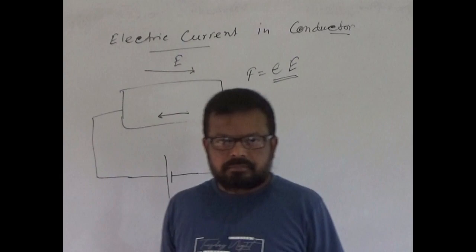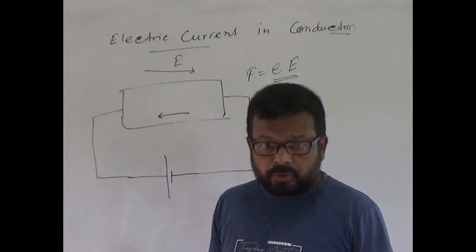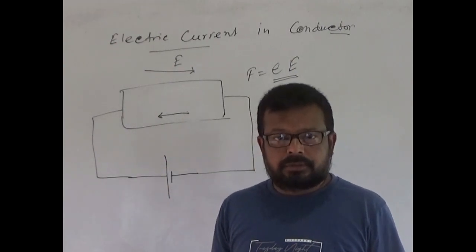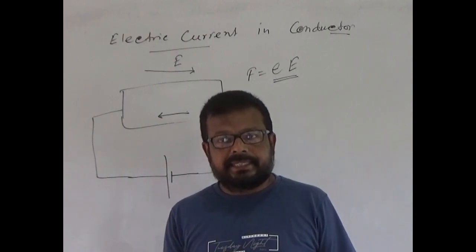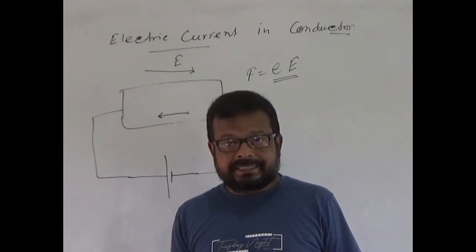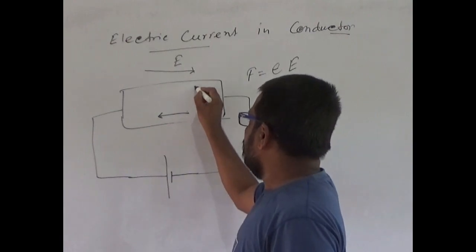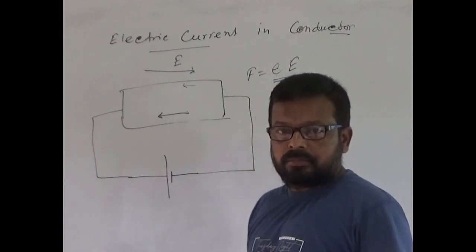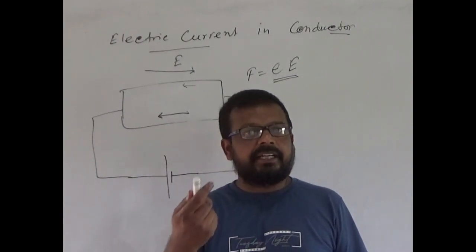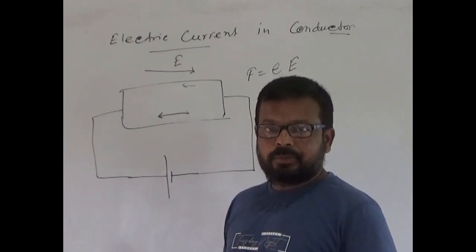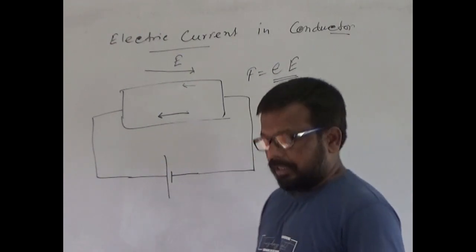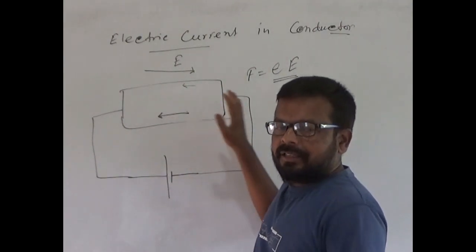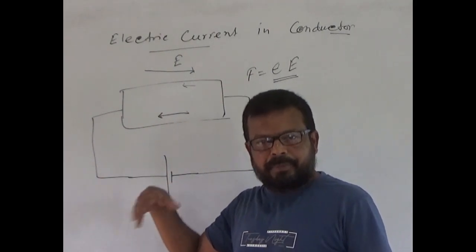Now, due to this force, the free electron experiences acceleration, right? So it tries to move in this direction, but it cannot move a long distance. After traveling a very short distance, it will collide with a positive ion, because there is a very large number of positive ions also, or you may say there is a large number of atoms also.